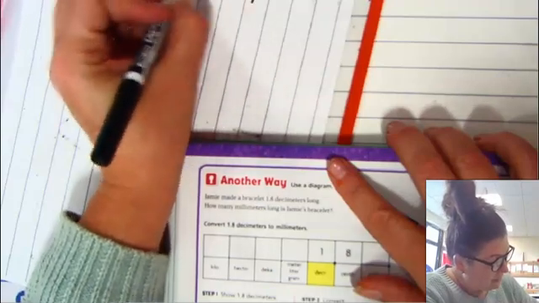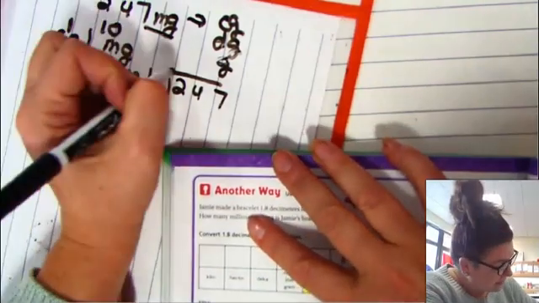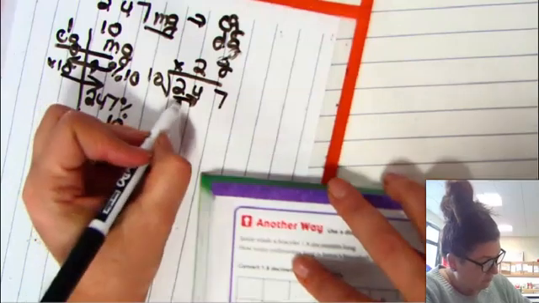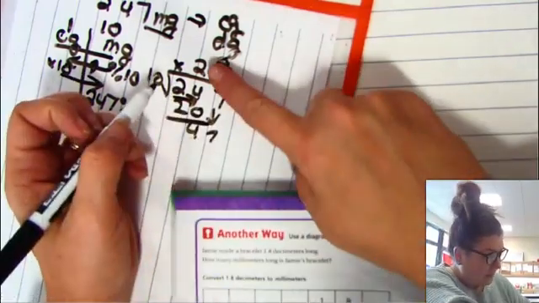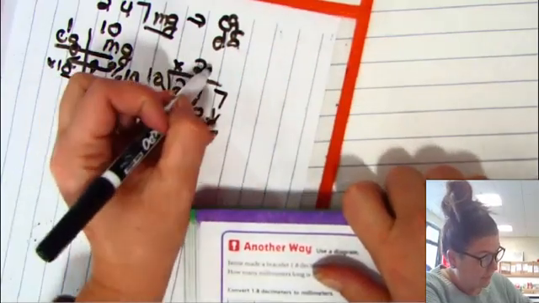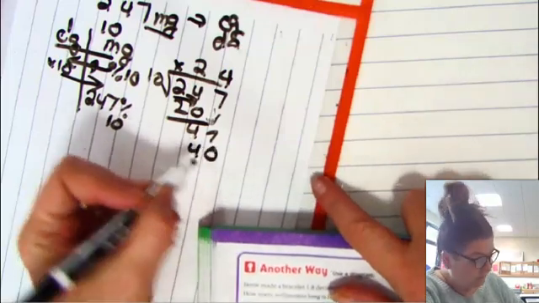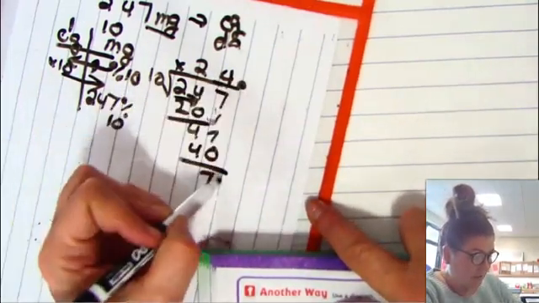247 divided by 10. Can't take any 10s out of 2. I can take 2 10s out of 24. Bring down the 7. I can take 4 10s out of 47, lining up my place value. I ran out of place value, so this is where you put your decimal in.